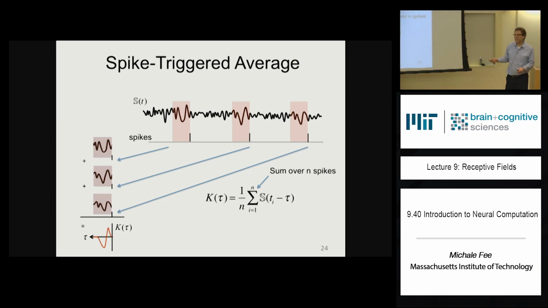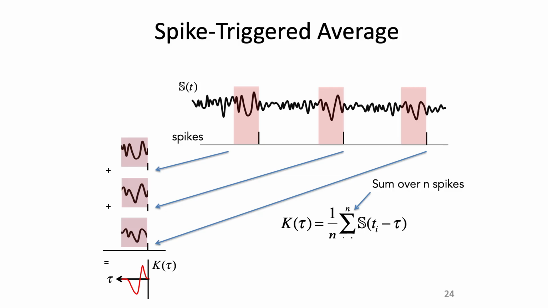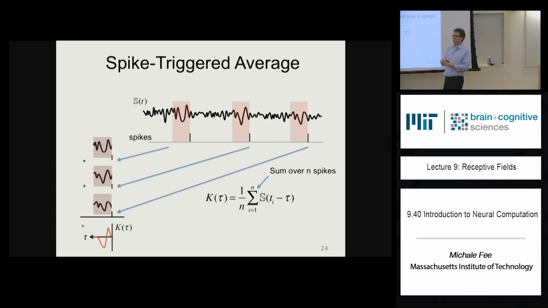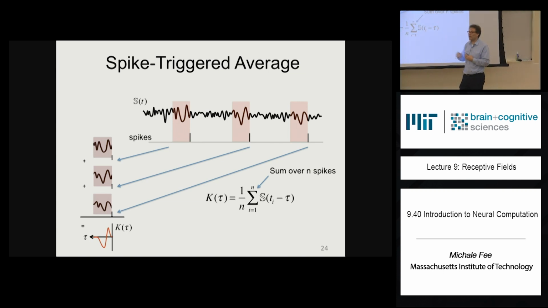So let's say that you were recording in the retina, and you knew that neurons tend to respond to visual stimuli only for, that temporal receptive fields in the retina never extend back more than 100 milliseconds. Then how would you choose that window? You would just choose this window to be 100 milliseconds, and that would be it.